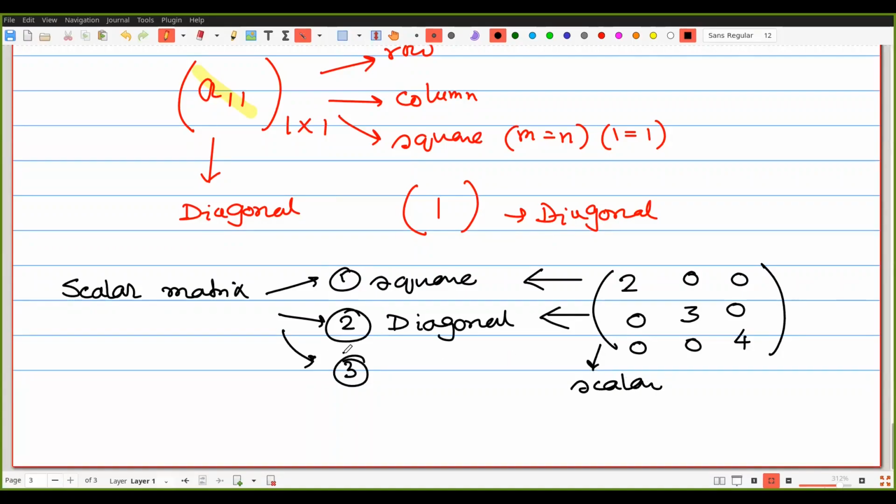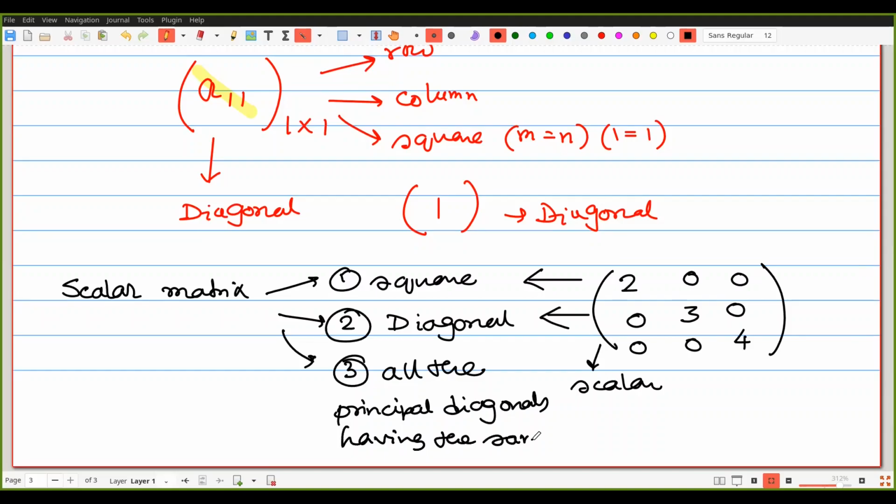A scalar means all the principal diagonals having the same value. Having the same value.